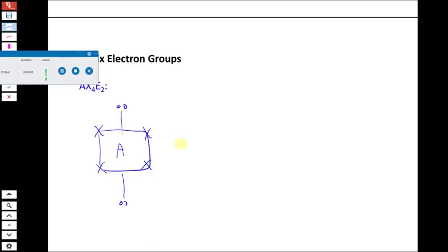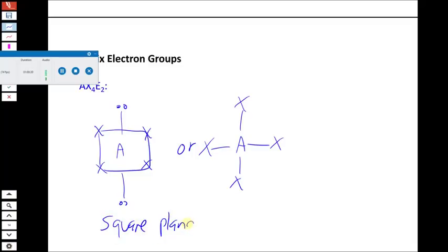So another way we could draw this that's perhaps simpler is just to draw 4 90-degree angles about our central atom. Now, with the understanding that there's still lone pairs, one coming out of the page from the central atom A, one going into the page, but the 4 atoms just make a nice square in this case. So we call this square planar. That's sort of the standard nomenclature.